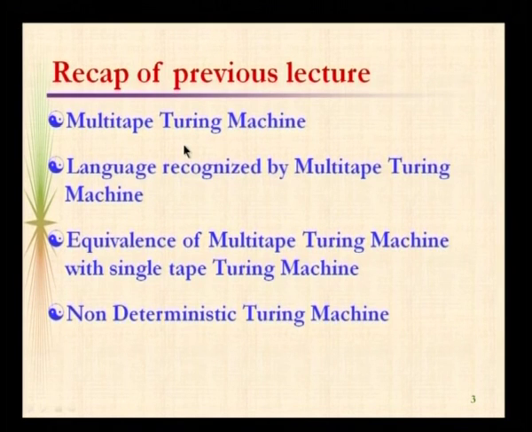Let me start with what we had seen in the previous episode. We have the multi-tape Turing machine, followed by the language recognized by the multi-tape Turing machine. It differs from the single tape Turing machine in how many tapes are allowed to process any input. Since we have multiple tapes, multiple heads will be there. So, simultaneously your Turing machine can read from different tapes with the help of different heads from different positions.